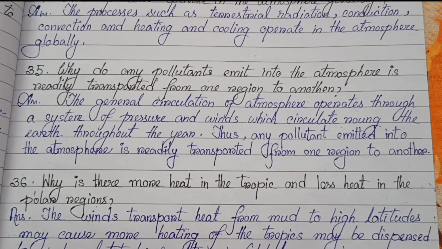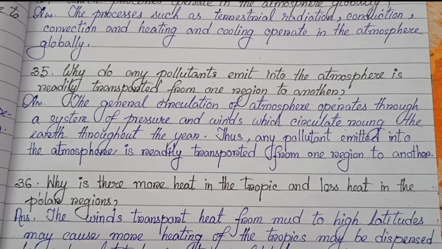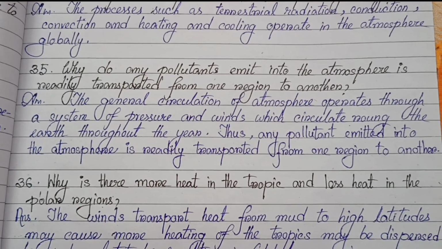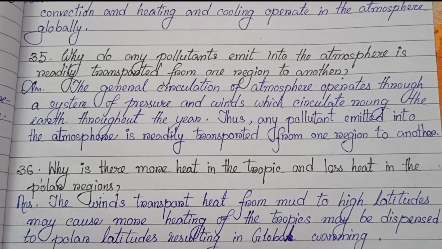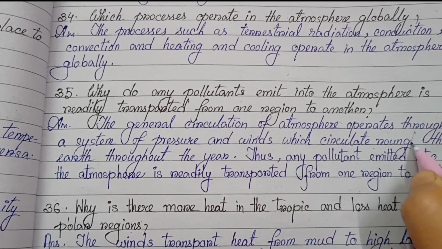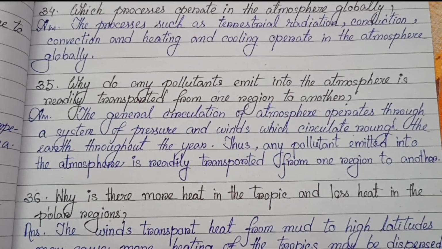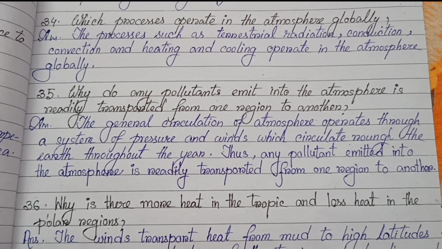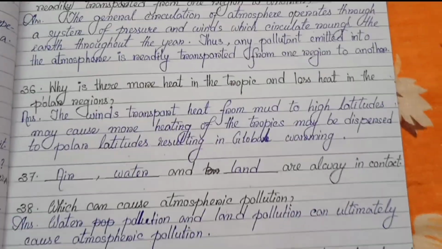35. Why is any pollutant emitted into the atmosphere readily transported from one region to another? The general circulation of atmosphere operates through a system of pressure and winds which circulate around the earth throughout the year. Thus, any pollutant emitted into the atmosphere is readily transported from one region to another.